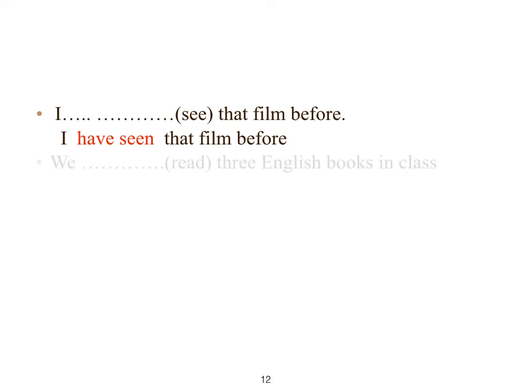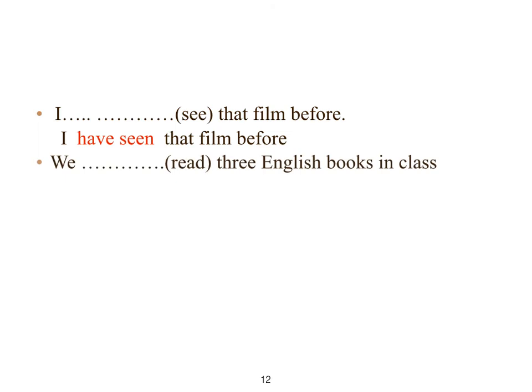The verb you must use is see: that film before. Please use the verb in brackets, in parentheses, to form the present perfect. The example given is: I have seen that film before. Subject, auxiliary have, and past participle. Now it's up to you.